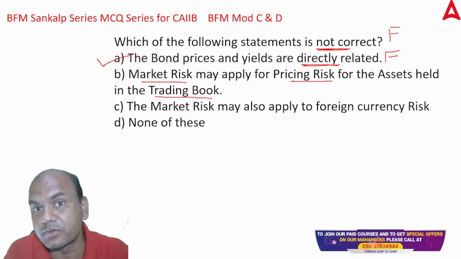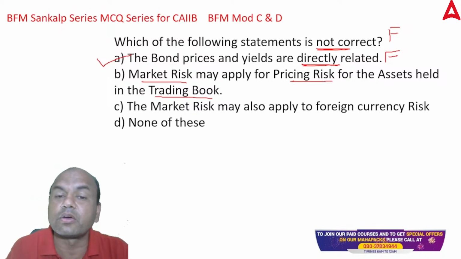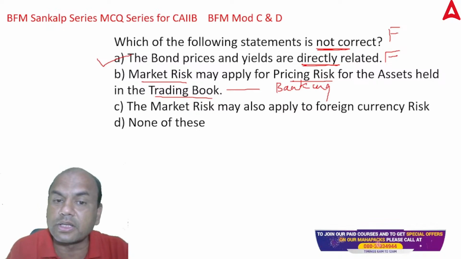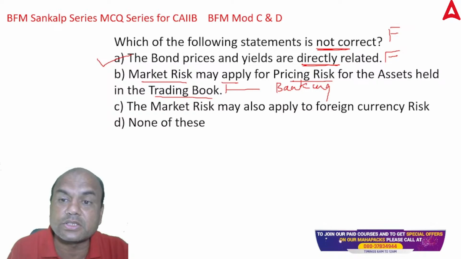So that is true. There are two books in banking. Always remember, trading and the second book is what? Banking book. Here the assets or bonds are held up to maturity. This is for statutory purposes, CRR, SLR, and the trading book is for proprietary purposes, meaning buying and selling to earn profit. So that is true, which is why this is not the answer. We want a false one.